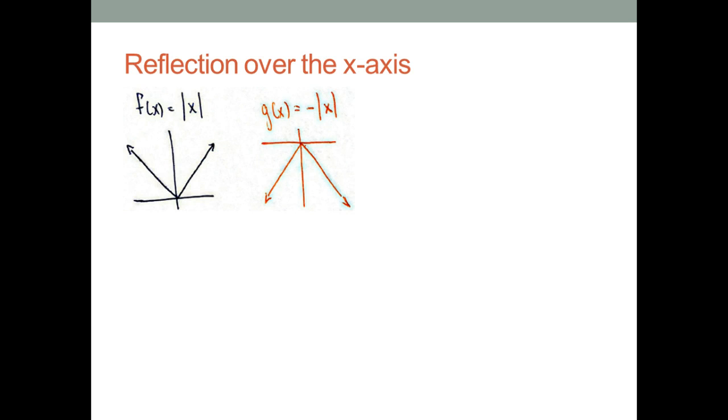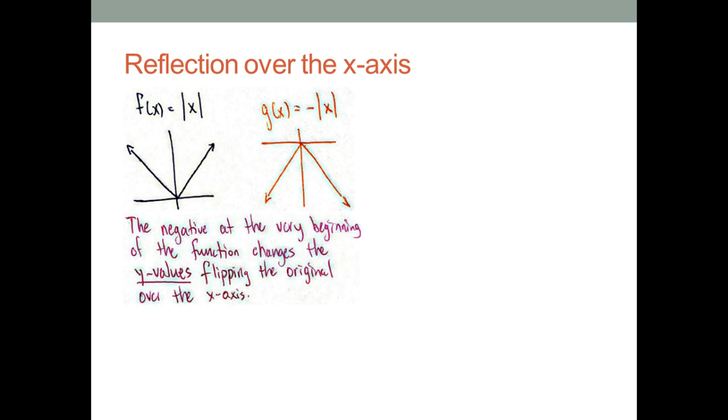So we're going to talk about other transformations that happen, and the first is a reflection over the x-axis. When I reflect over the x-axis, I see that in g of x, I just have a negative in front of the entire function. Not the x, but the entire function. This was key. And a negative at the very beginning of the function changes the y values.